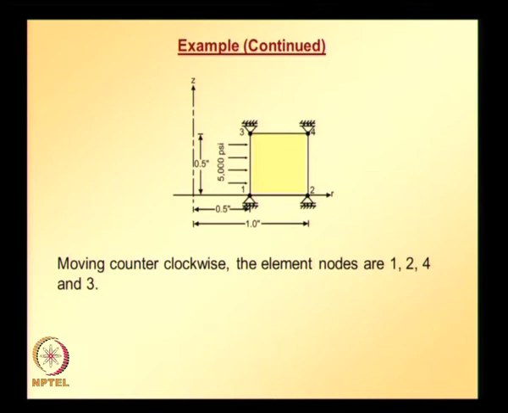The element node numbers are 1, 2, 4, 3. So, the corresponding vectors consisting of all radial coordinates in the radial direction and coordinates in the axial direction are given by these 2 vectors.